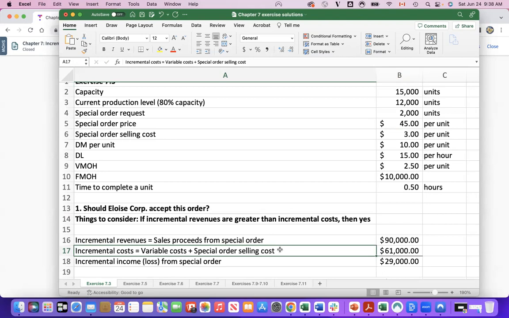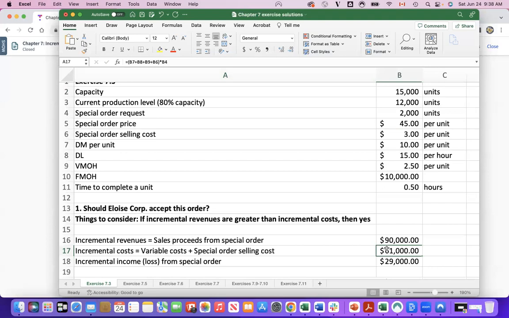So you have to ask yourself, what are those costs that you would incur? It's going to be all your variable costs related to production. And in this case, there is a special selling cost. It's going to be your direct material per unit, your direct labor per unit, your variable manufacturing overhead per unit, and also the special order selling costs. So how do we do that?